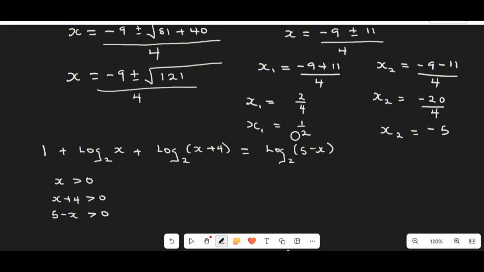And out of our solutions, 1 over 2 is greater than 0. And if you put x, which is 1 over 2, inside this inequality, the left hand side will be greater than 0. And also, if you put 1 over 2 inside this one, it will be greater than 0. But if you put minus 5 here, minus 5 is not greater than 0. So x2 equals minus 5 is invalid. So the value of our x is 1 over 2.